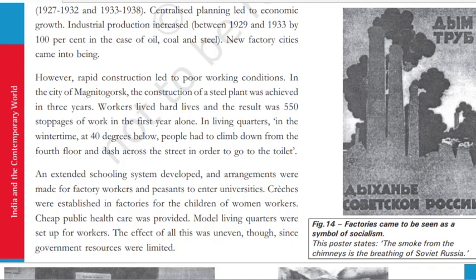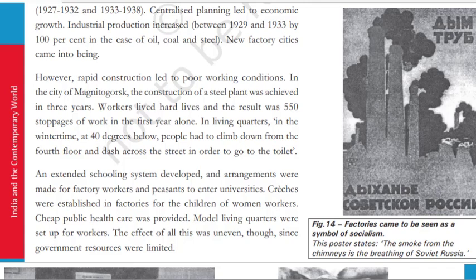Industrial production increased between 1929 and 1933 by 100% in the case of oil, coal and steel. New factory cities came into being. However, rapid construction led to poor working conditions. In the city of Magnitogorsk, the construction of a steel plant was achieved in 3 years. Workers lived hard lives and the result was 550 stoppages of work in the first year alone.